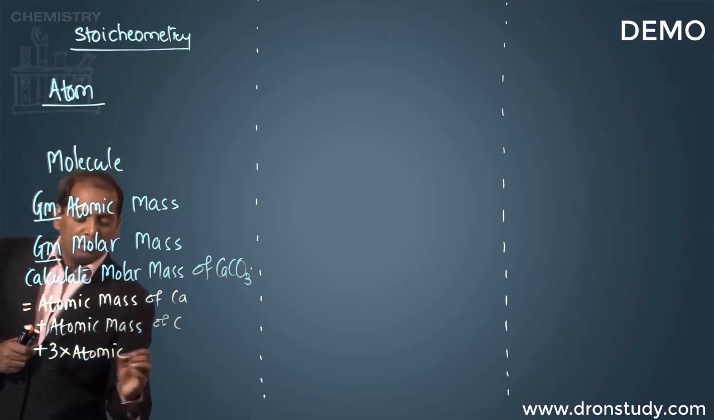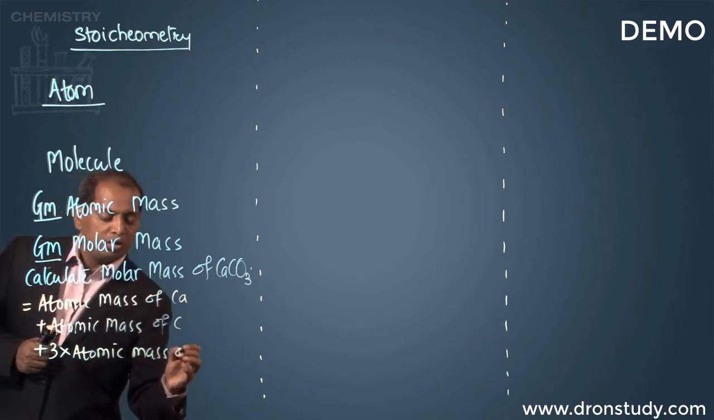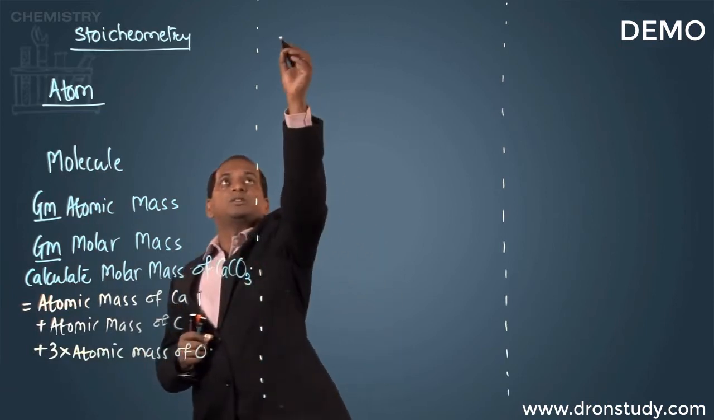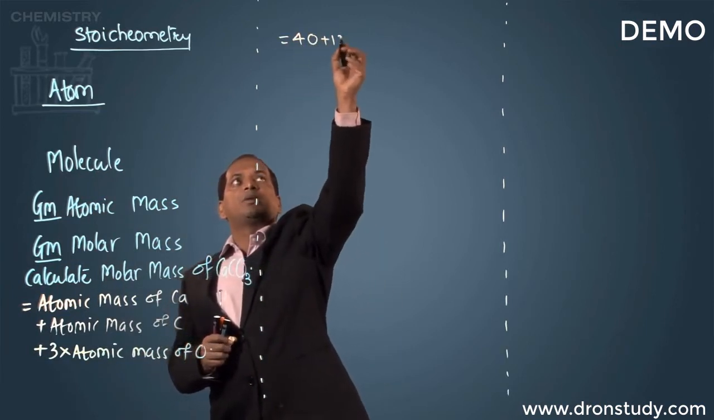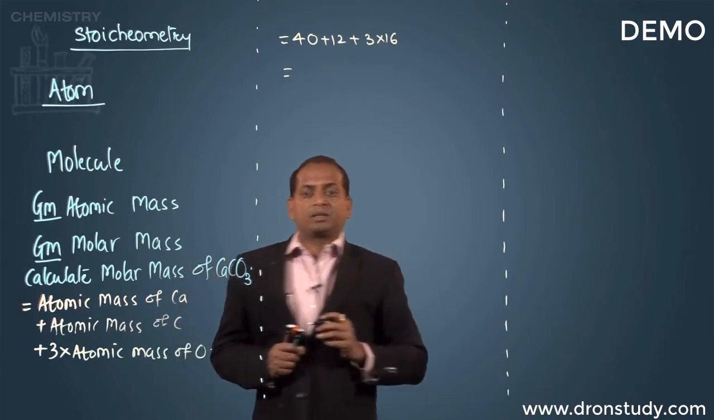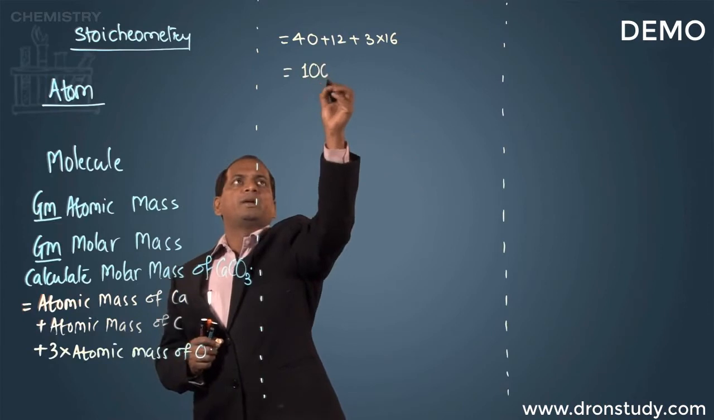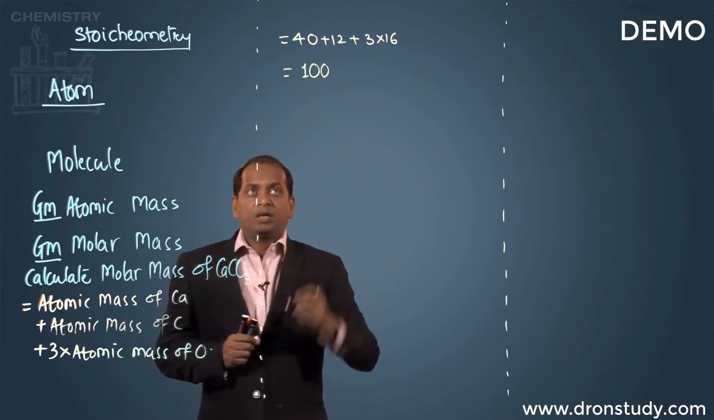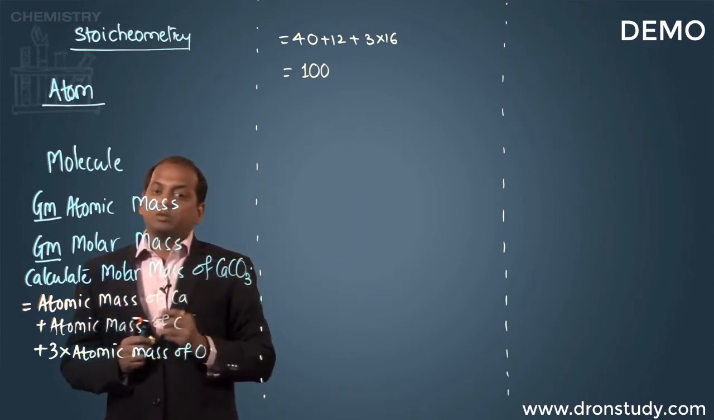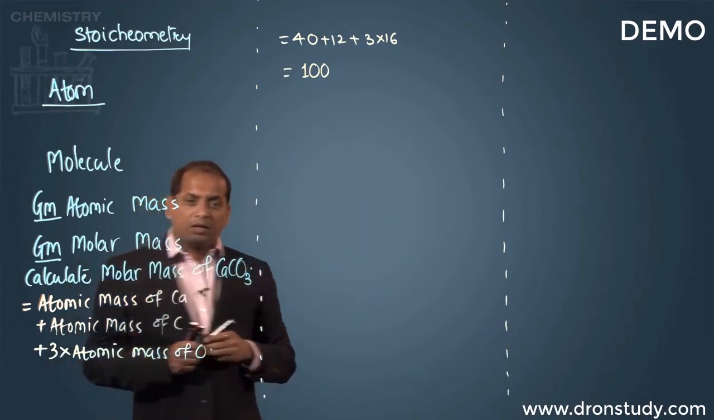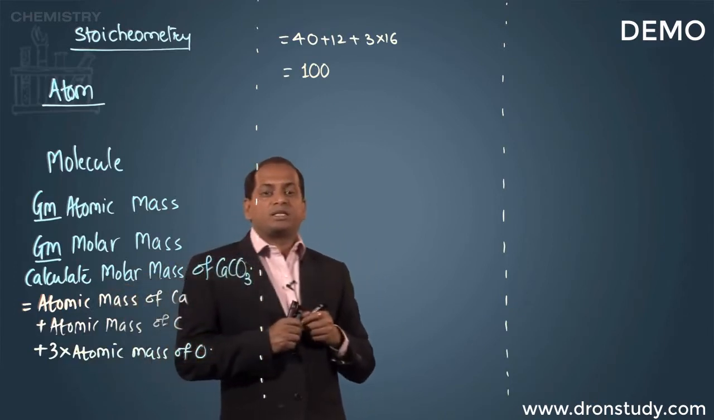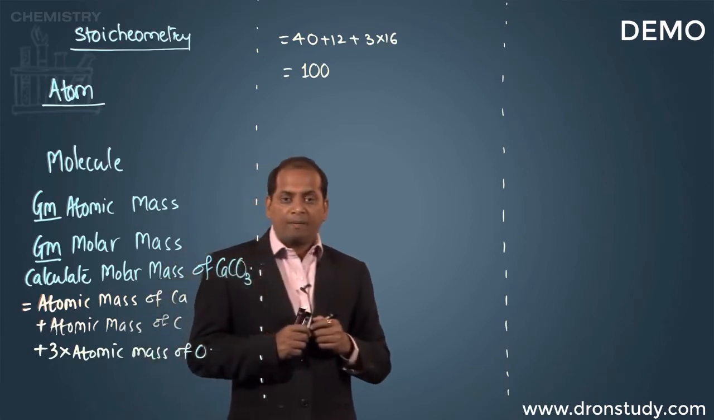the atomic mass of oxygen. So what is the atomic mass of calcium? That is 40 plus 12 plus 3 into 16. If you calculate that, it comes to approximately 100. Okay. So this is called the gram molar mass of CaCO3, calcium carbonate.